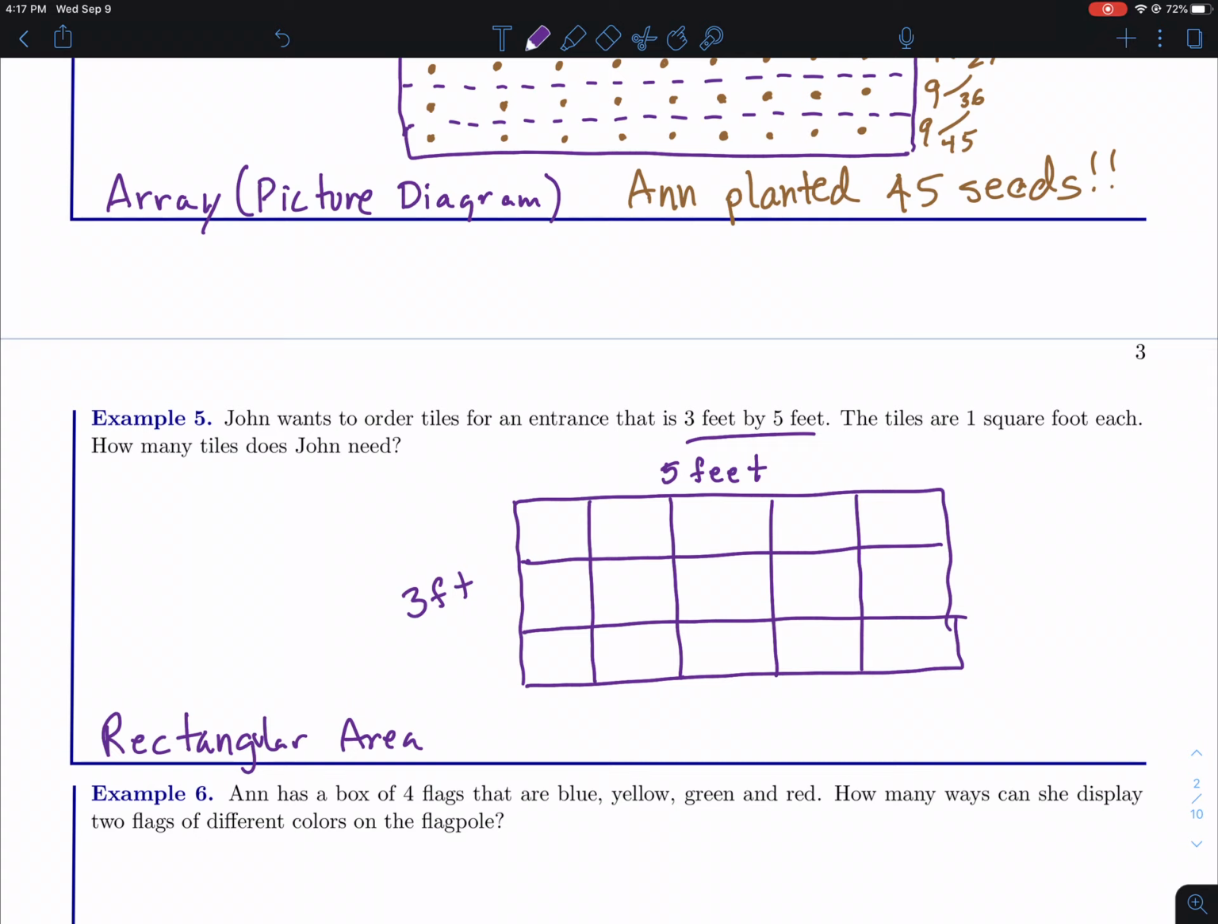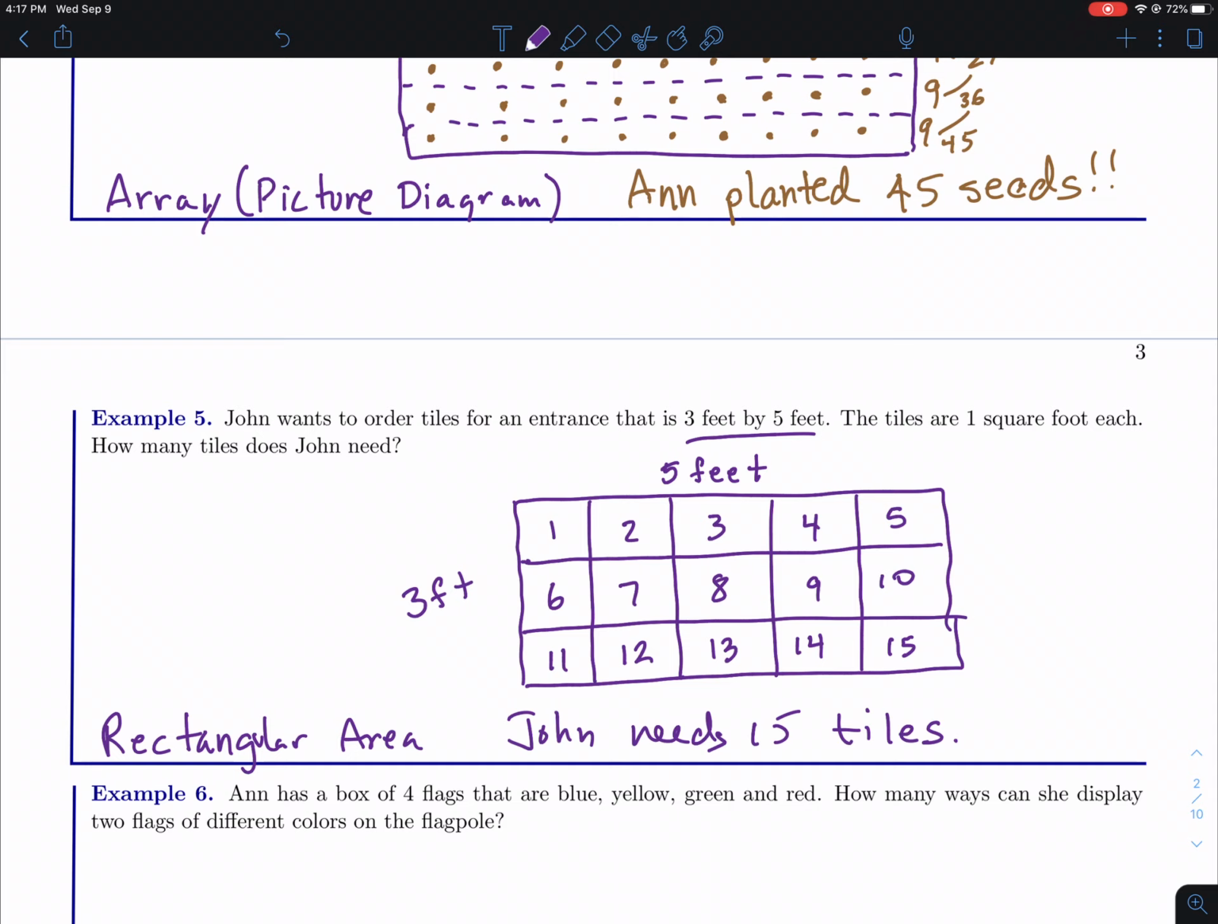So again, we're not really multiplying. We're just going to go through and add how many tiles we actually laid down. So in this case, I've got 1, 2, 3, 4, 5, 6, 7, 8, 9, 10, 11, 12, 13, 14, and 15. So in order for John to fill his entryway with tiles, he's going to need 15 1-foot by 1-foot tiles. So John needs 15 tiles.